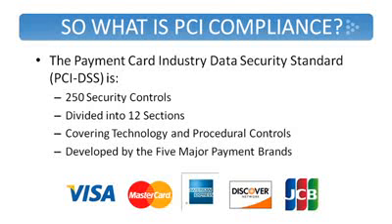So what is PCI compliance? Basically, the Payment Card Industry Data Security Standard, that's what people are referring to when they talk about PCI compliance, is a security standard that's divided into 250 security controls. Those controls themselves are separated into 12 sections, and those controls cover technology and procedural operations. PCI DSS was developed by the 5 major payment brands: Visa, MasterCard, American Express, Discover, and JCB.